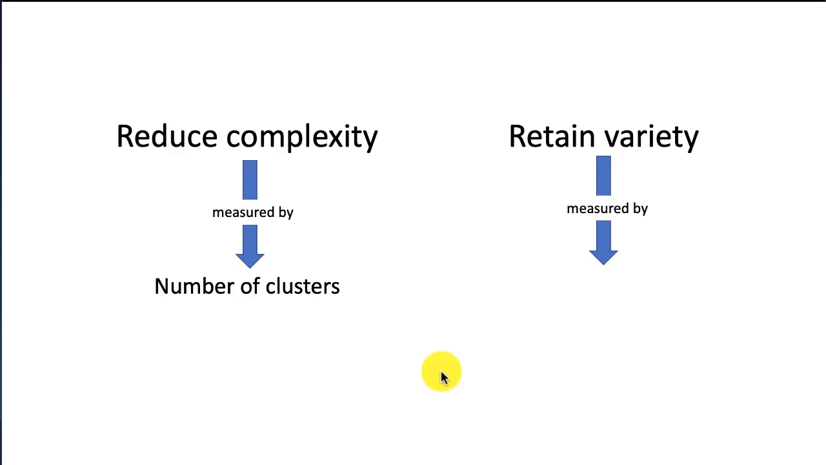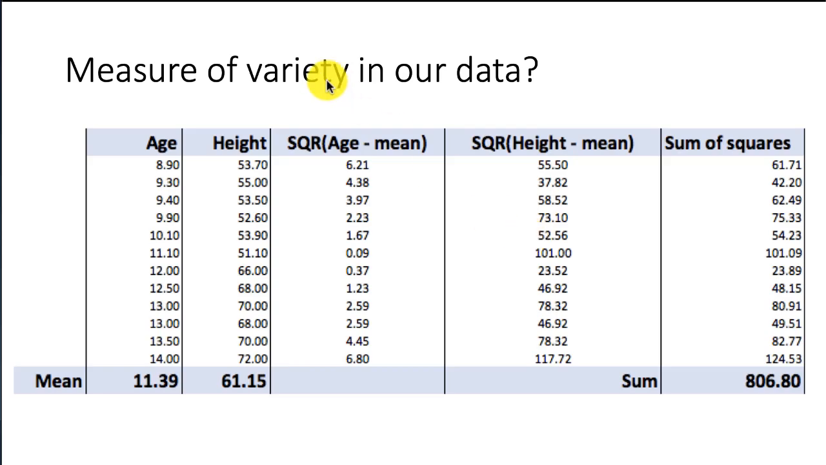But how do we retain variety? Till now I've been talking about it only intuitively, but how exactly do we measure the variety available in your data? And we want to retain as much of it as possible. For example, suppose this is our data set, the same data set, age and height. You've got the mean.